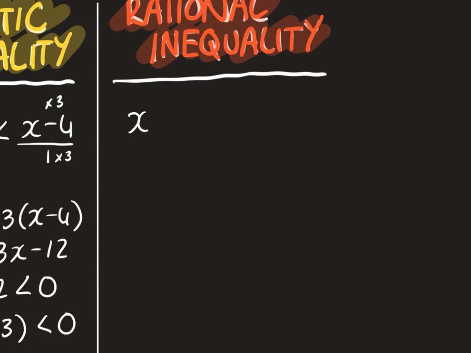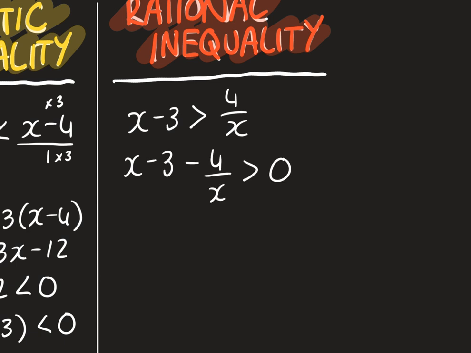So let's give it x minus 3 is greater than 4 over x. Okay, cool. So what we would do first, very important: when there's variables in your denominator, you have to bring everything over to the left-hand side. So we're going to bring everything over to the left-hand side. And we're going to put everything over 1, and we're going to LCD it. My LCD is x.